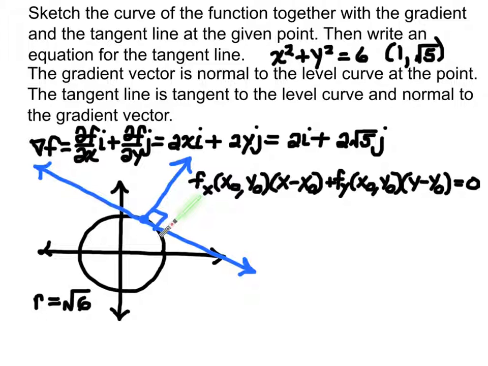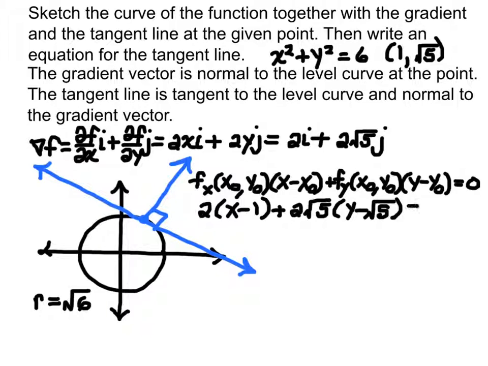The partial derivative of f with respect to x at x naught y naught is our 2. So put 2 in. And that is times x minus x naught, where x naught is 1, plus the partial derivative of f with respect to y at 1 radical 5, which is 2 radical 5. And that's times y minus y naught, which is radical 5, is equal to 0.